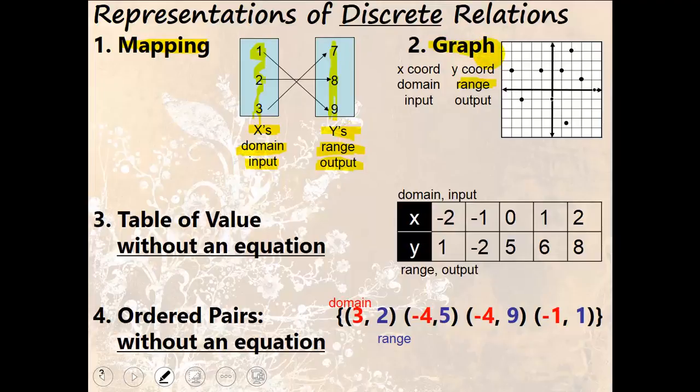Now with a graph, this is the next representation. We're used to seeing this. Your x-coordinate is your domain or your input. Your y-coordinate is your range or your output. Very simple, just like what we have done before.